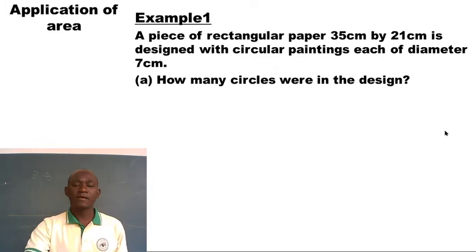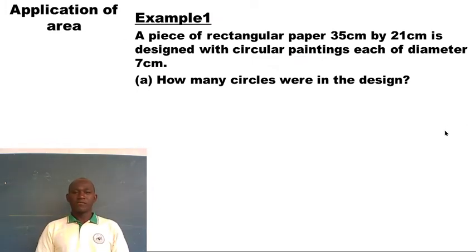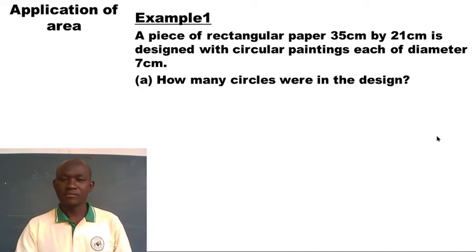Now let's look at our first example. We now apply it in this. A piece of rectangular paper 35 centimeters by 21 centimeters is designed with circular paintings, each of diameter 7 centimeters. Now, how many circles were in the design? I don't have the piece of cloth here, but how many circles were in the design? Let's look.